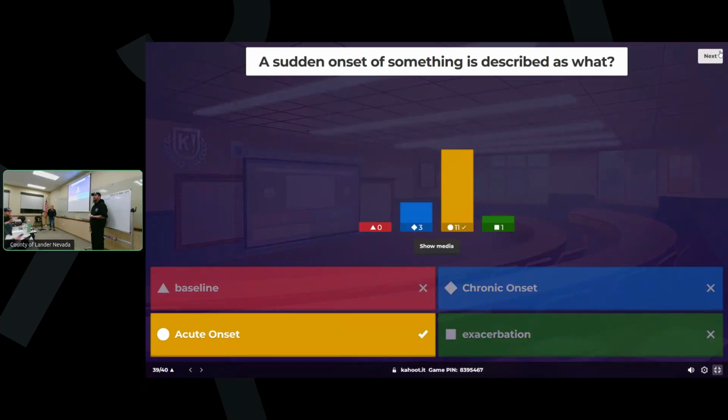Good, it's called an acute onset. So something happens, like I got stung by a bee and I went into anaphylaxis. That is an acute onset of anaphylaxis.